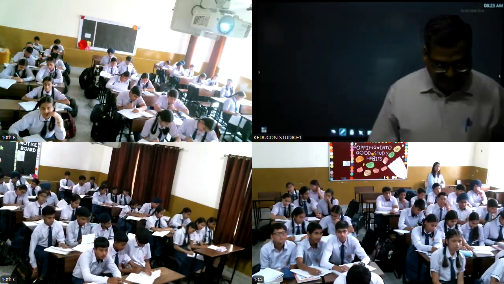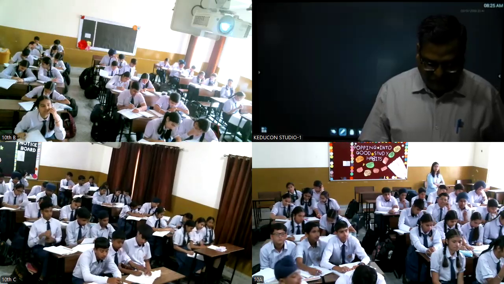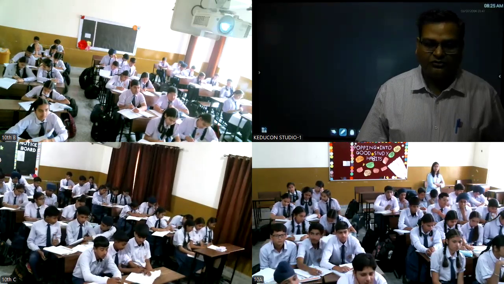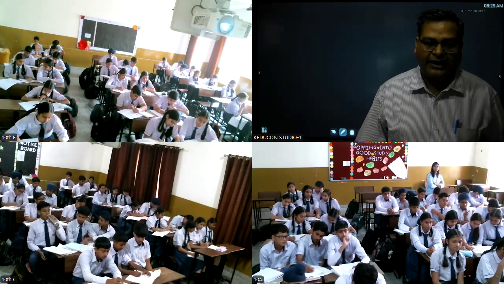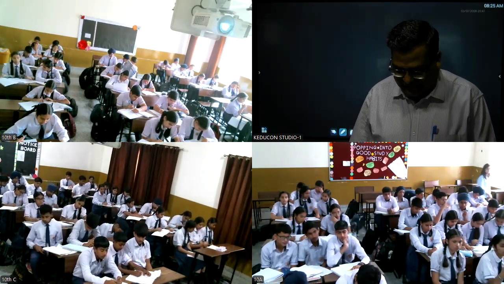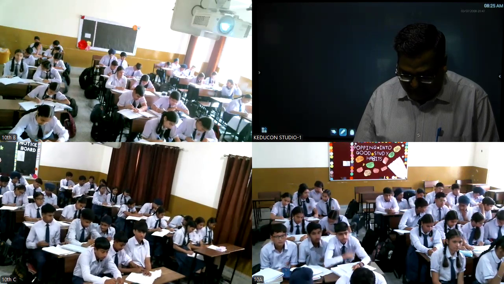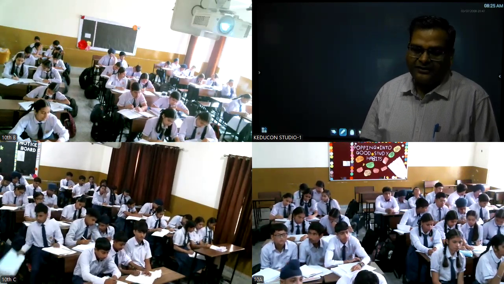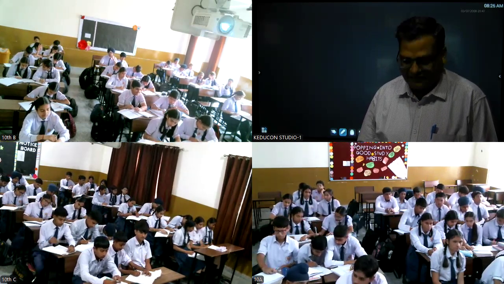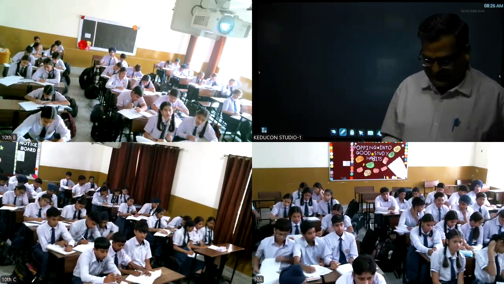Question number 13. The polynomial p(x) equals 4x cube minus x square plus 5x to the power 4 plus 3x minus 2 is a polynomial of degree 3. Is it true? False. Why? Sir, degree is 4. Degree is 4, right? So this is false. Now comes the reason part. The highest power of x in the polynomial is the degree of the polynomial. This is true and the right explanation. So hence the right choice will be C option, right.